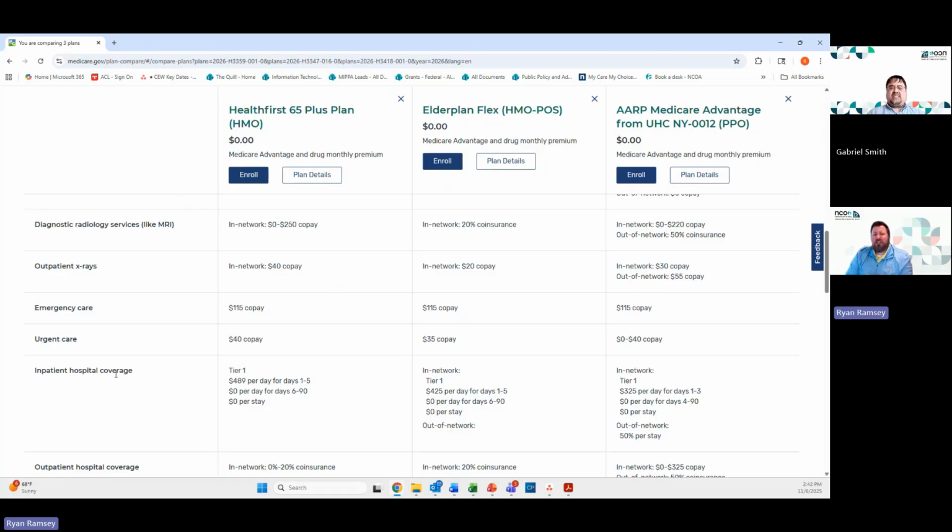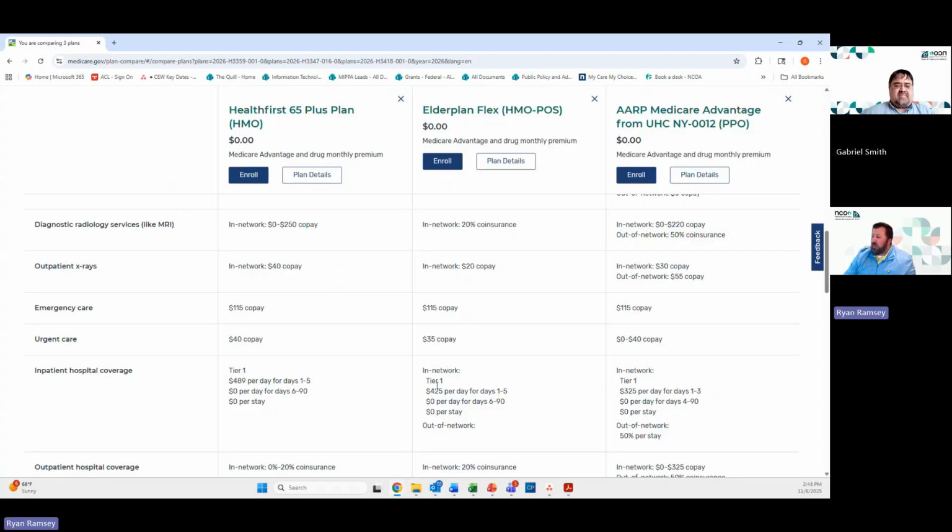What you'll typically see is an amount of money per day for a number of days. The amount of money per day may change. The number of days that they allow may change as well. But let's just take a look at these. You'll see $489 per day for days 1 through 5, $0 for days 6 through 90, $0 per stay. That's in network.